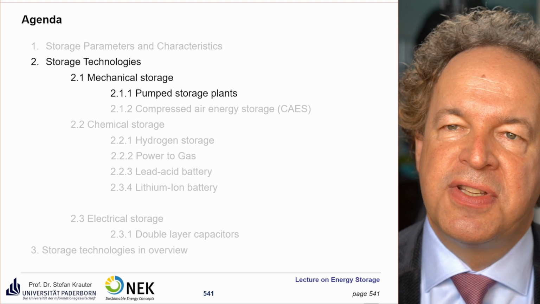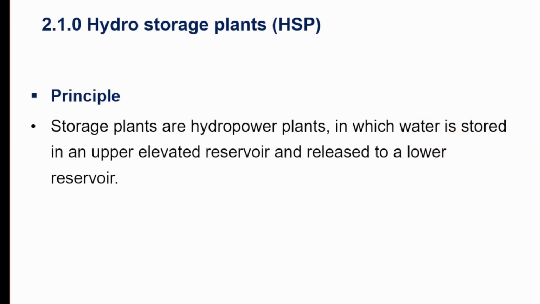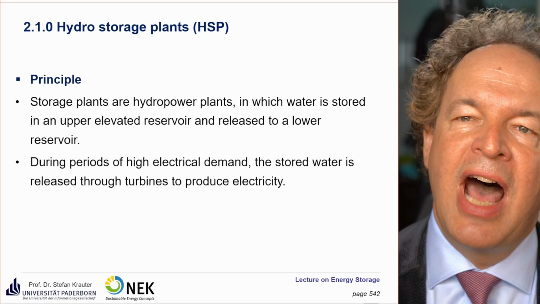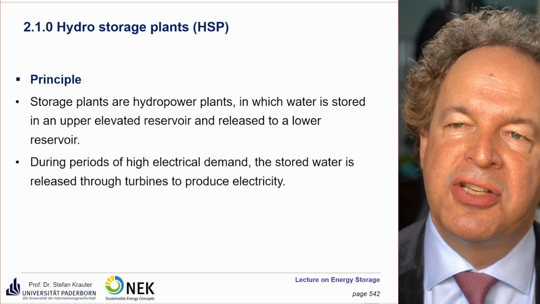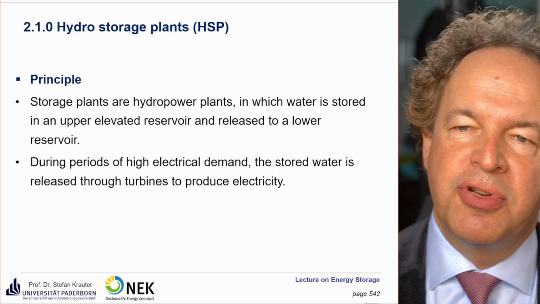Let's first start with the pumped hydro storage plants. In principle, they are hydropower plants in which water is stored in an upper elevated reservoir and released to a lower reservoir. During the periods of high electricity demand, the stored water is released through turbines to produce electricity.